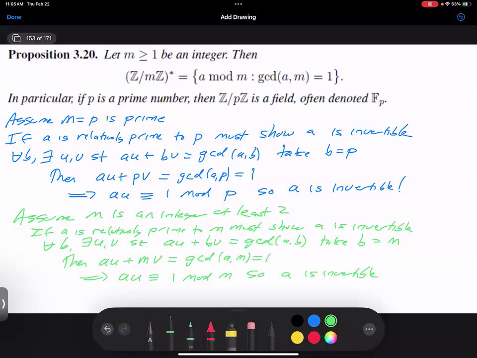So this shows us that when we look at these clock groups, as long as we restrict to the elements that are relatively prime to the number of hours, they will be invertible. Great.